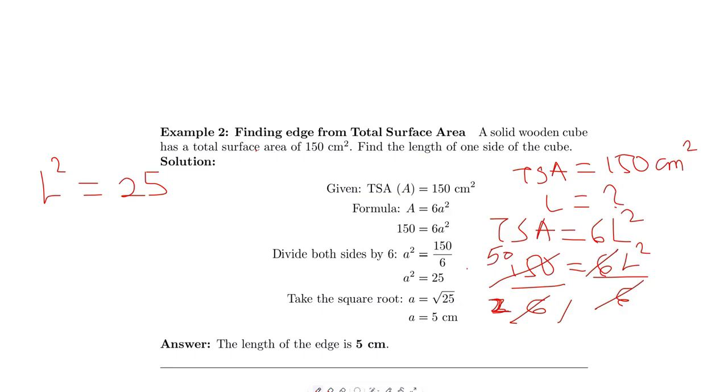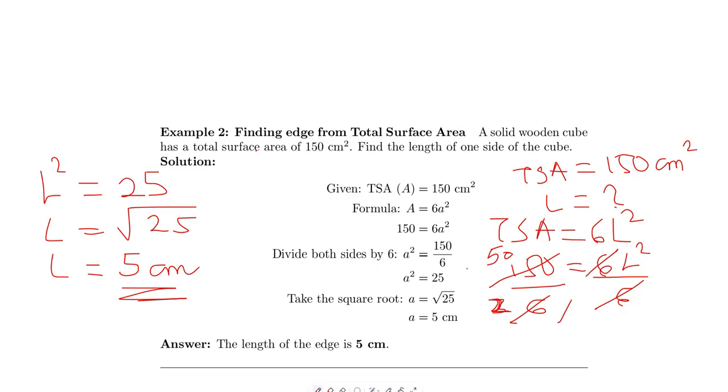Then what will you do here? You take the square root of both sides. So that means L will be equal to the square root of 25, and your L will be equal to 5 centimeter. Do you understand that now? So that's how you find the edge. Don't forget the word edge is just like the length. I hope you get what I'm saying now.